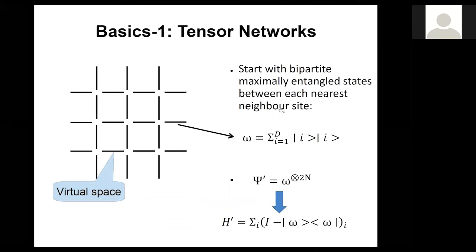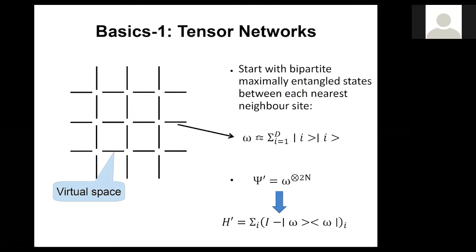I'm not sure I should do that, but let's go over this quickly. Another way to construct tensor networks is to construct them from non-entangled states. So let's start with a collection of states where we have only bipartite entanglement between nearest neighbor sites. So this line means that there is a spin on this end, and there is another spin on this end, and this is a maximally entangled state.